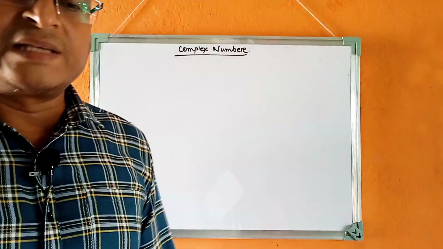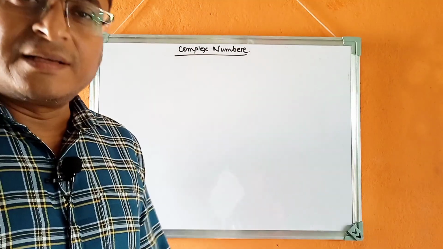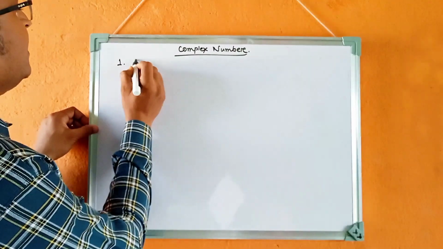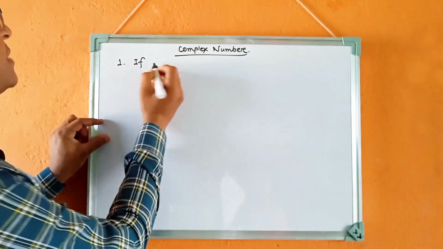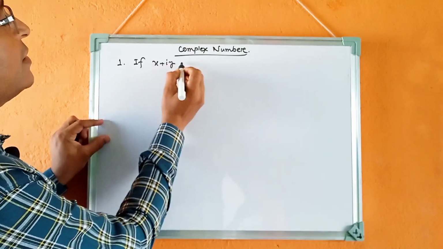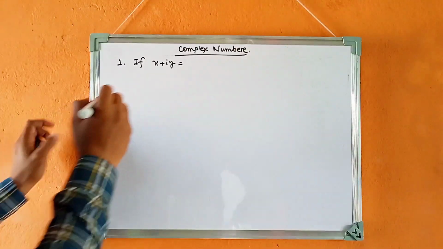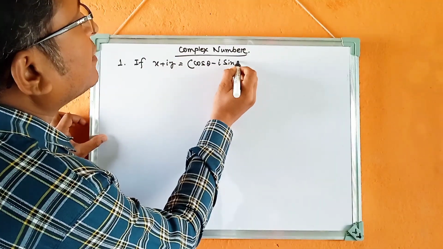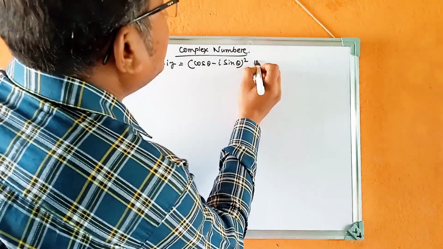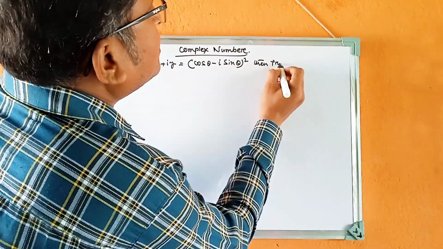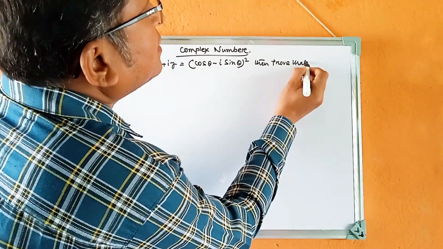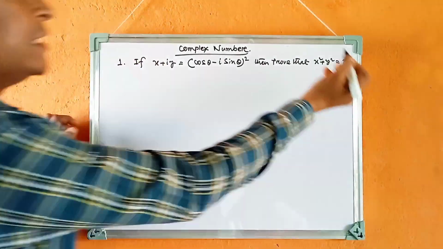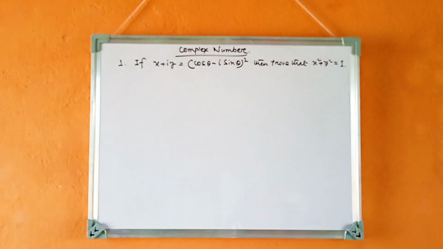Now see complex number second part. First discuss sum number 1. If x plus iy equal to (cos theta minus i sin theta) whole square, then prove that x square plus y square equal to 1. Okay, this is sum number 1. Now see how to solve.